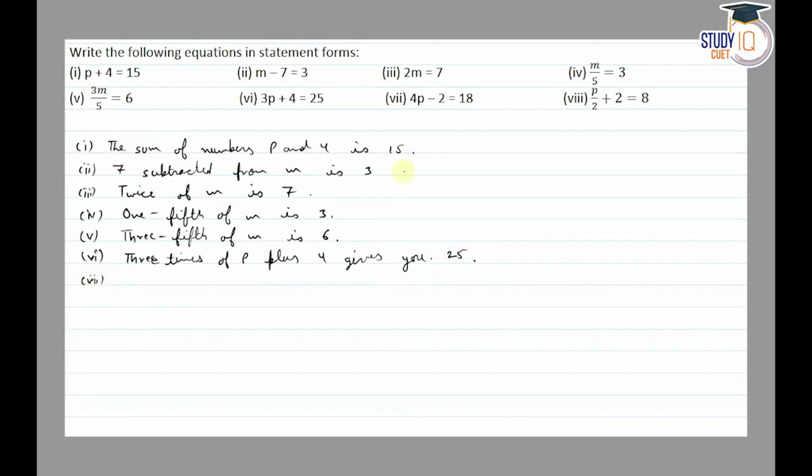Then seventh statement हो जाएगा 4p minus 2 is equal to 18. So 4 times of p minus 2 gives you 18.